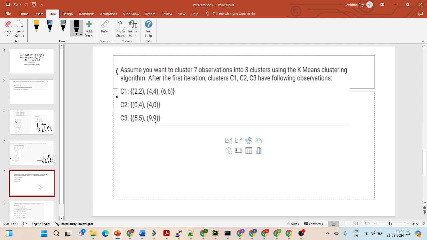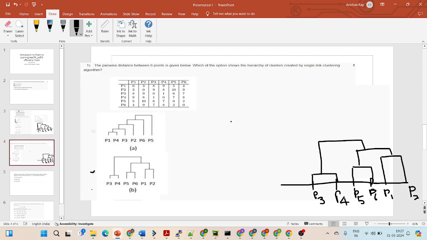Could you just graph the solution of the last one? Just one slide back. Yeah.